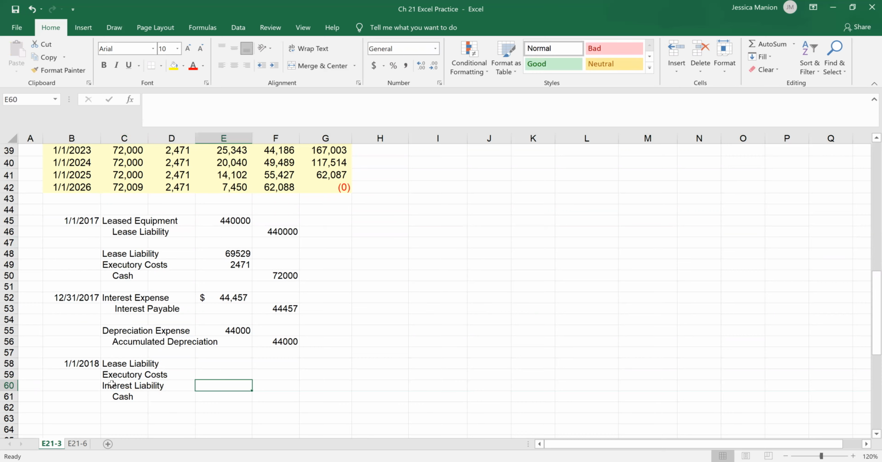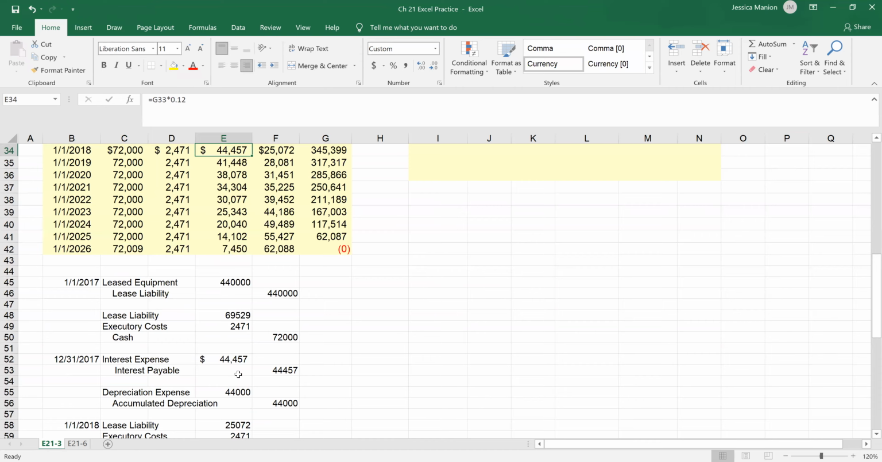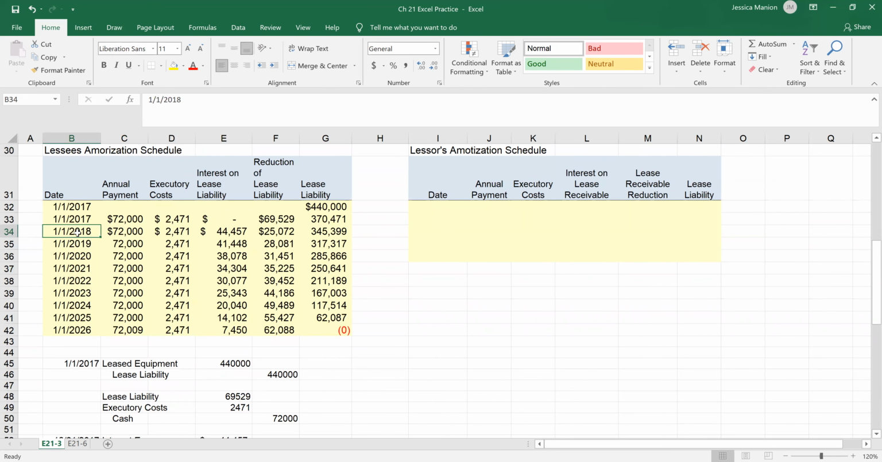Okay, so the executory costs we know are 2471. The interest liability, or I should say interest payable. I don't know why I did this when we were doing these in class together, but we're going to debit interest payable for the interest 44,457. We're going to credit cash for 72,000. And then again, the reduction in the lease liability is the difference in these. So equals 72 minus interest payable minus executory cost, 25,072. And again, those are our numbers right here, right?